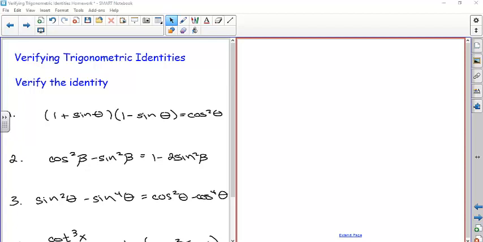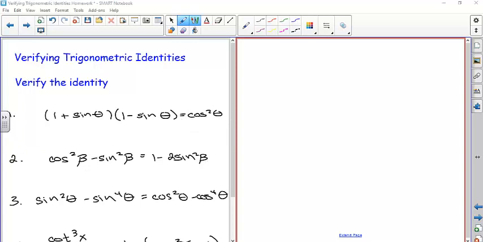Okay, so here are the homework solutions for verifying trigonometric identities. So we have these fundamental trigonometric identities. They're on page 354, the beginning of section 5.1. So we use those as well as some algebra to try to show that both sides of the equation are the same. You typically work on the one that's more complicated and try to reduce it to the same as what's on the other side.